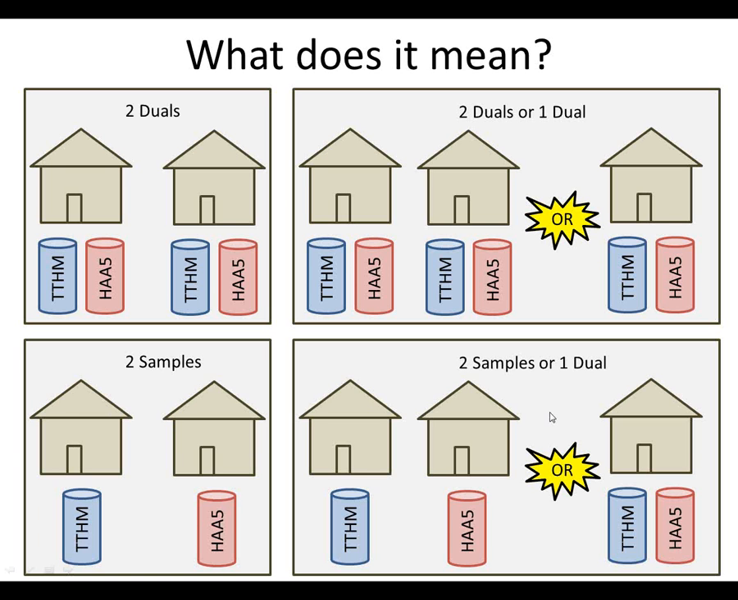What this will look like on the monitoring tables, it will say 2 samples or 1 dual. And the difference is between taking a TTHM sample at one house and HA5 at another house, or taking 1 dual, which is a TTHM and an HA5 at one location. So one thing to keep in mind is that if your water system has to go to increased monitoring, generally the frequency will go to quarterly and dual samples will need to be taken.